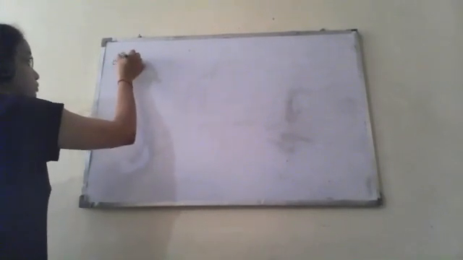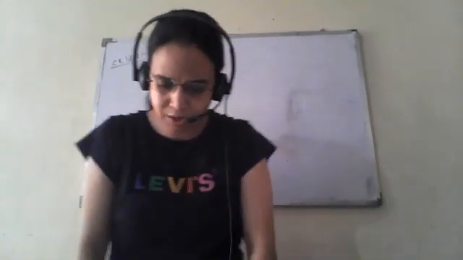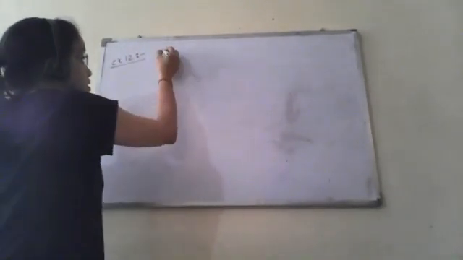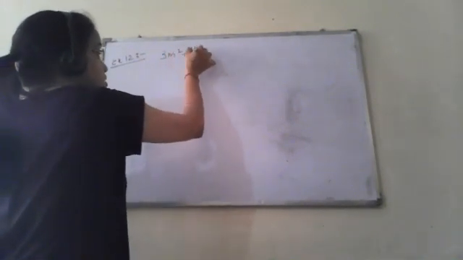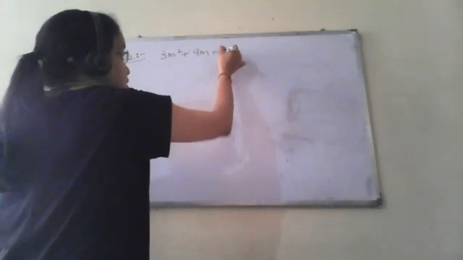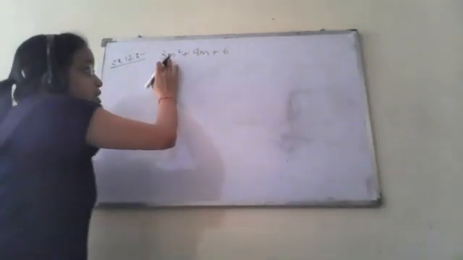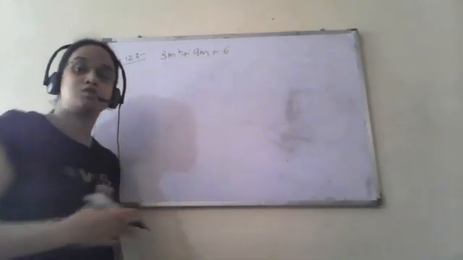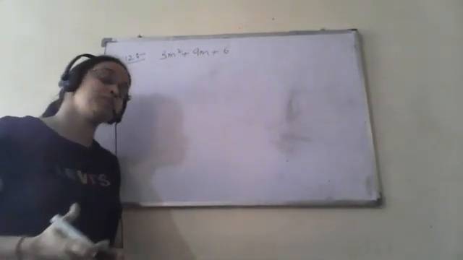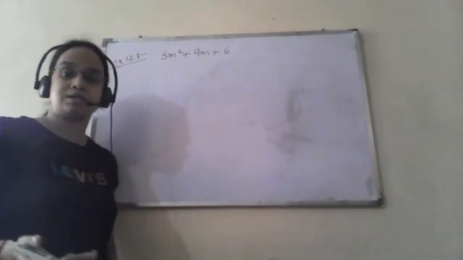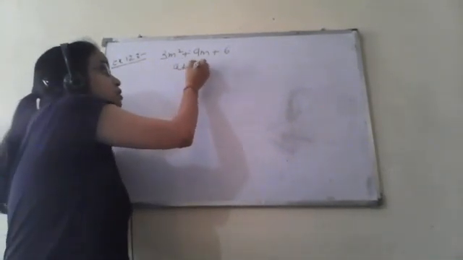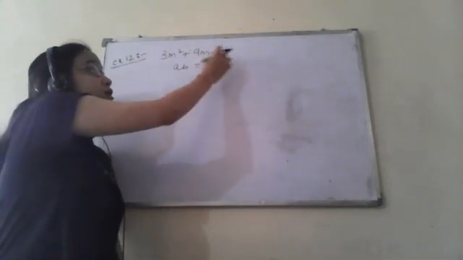Now example 12, we have 3m square plus 9m plus 6. In earlier cases the coefficient of x square used to be 1. Now in such cases where the coefficient of the square term is not 1, and there is some other number, we take the product as this coefficient of the square term and this constant term.